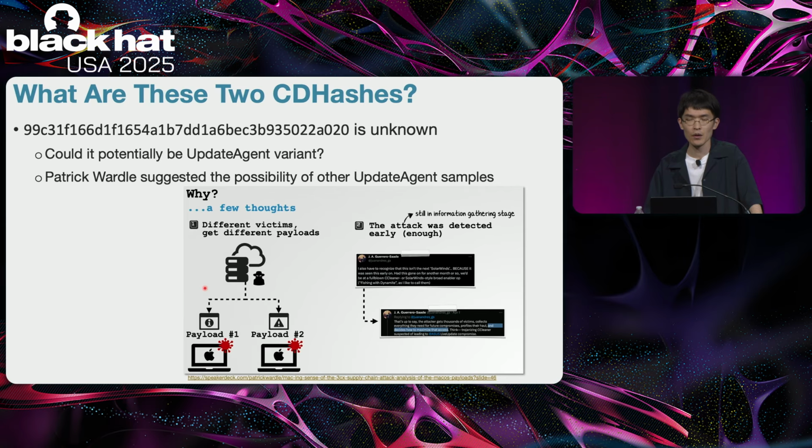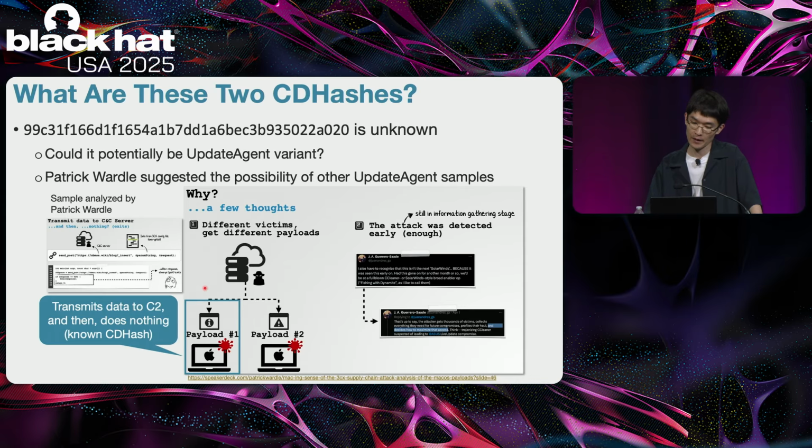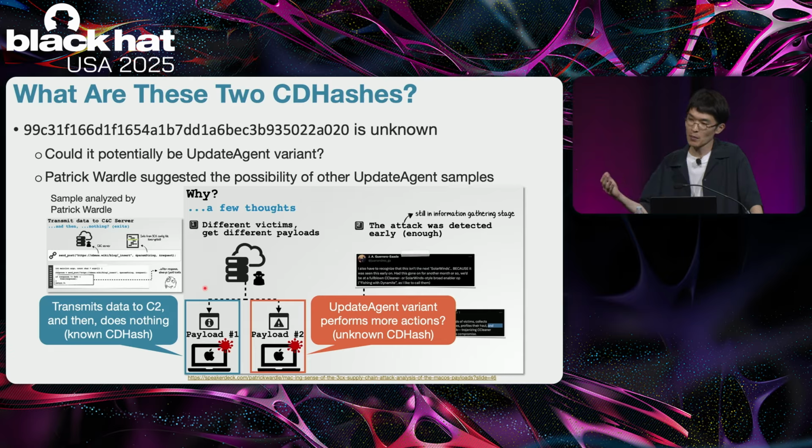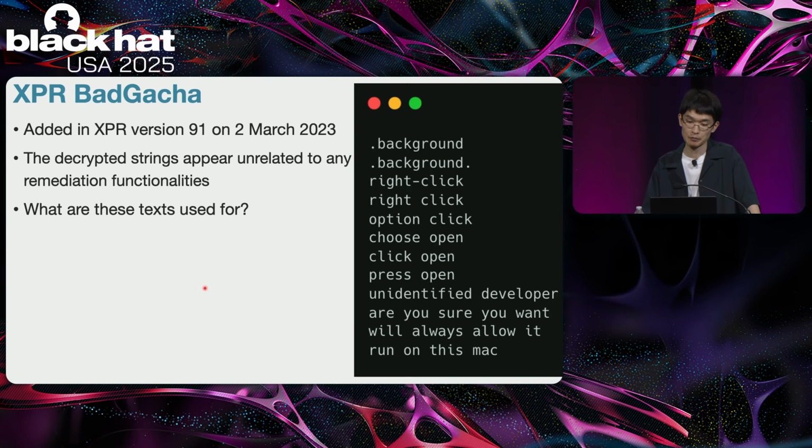As far as I know, only one version of the UpgradeAgent has been publicly documented, which I explained in the previous slide. The known version has limited capabilities. It only sends system information to the C2 server and doesn't perform any further actions. So Patrick Wardle suggested that there might be other more functional variants. This unknown CD hash could support his hypothesis that other more capable versions of UpgradeAgent might exist.